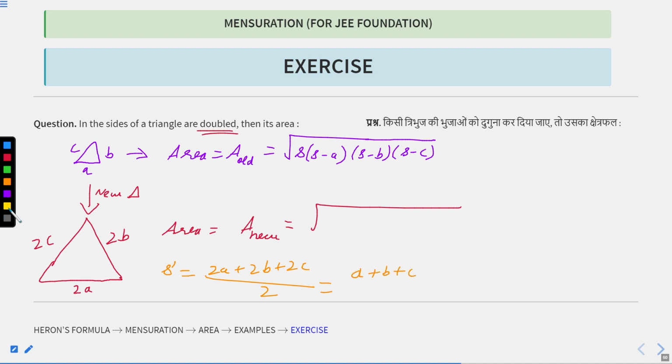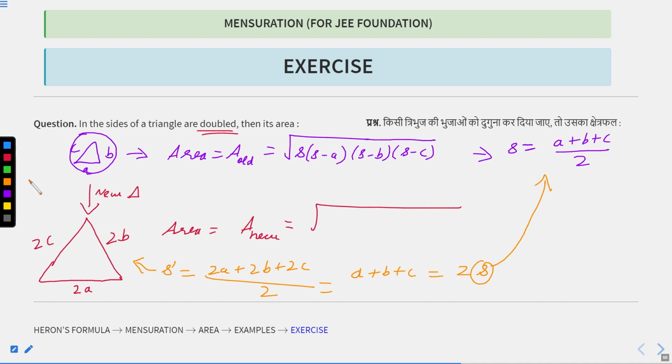And for the previous one, S is the semi-perimeter of the triangle. So the semi-perimeter for this triangle is equal to A plus B plus C by 2. If you see the relationship, S dash, the new semi-perimeter for this triangle, is A plus B plus C, which is equal to 2 times S. S is my previous semi-perimeter. Okay, I hope this is clear.